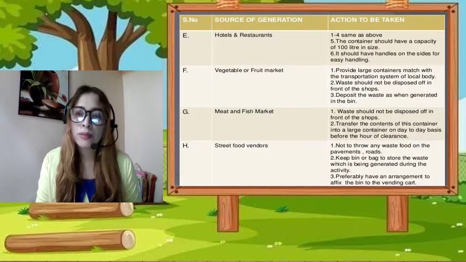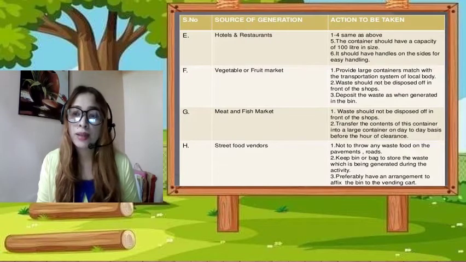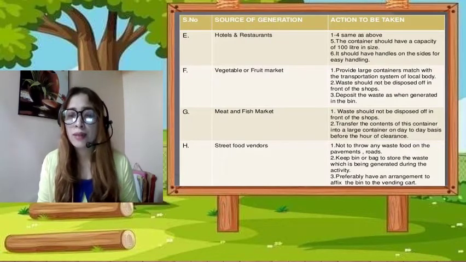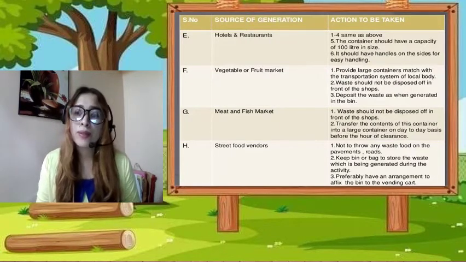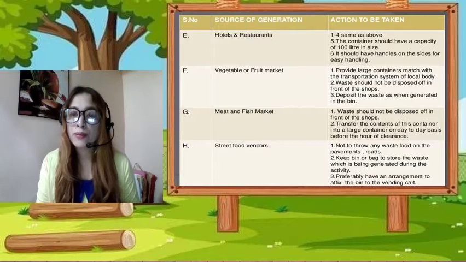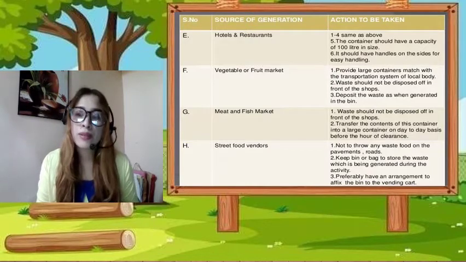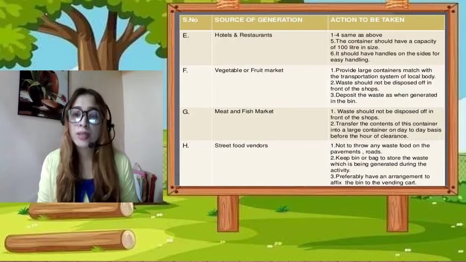Then the vegetable or fruit market, or our markets in the city. Okay, provide large containers. I think we see them around, especially in Tagaytay. So all we need to do is just to follow where to throw our trash or our waste. Waste should not be disposed of in front of the shops, of course. Okay, like if there is no garbage collector yet, do not just place the garbage there anytime you want. So you have to wait for the right time to have them outside while waiting for the collector of the garbage.